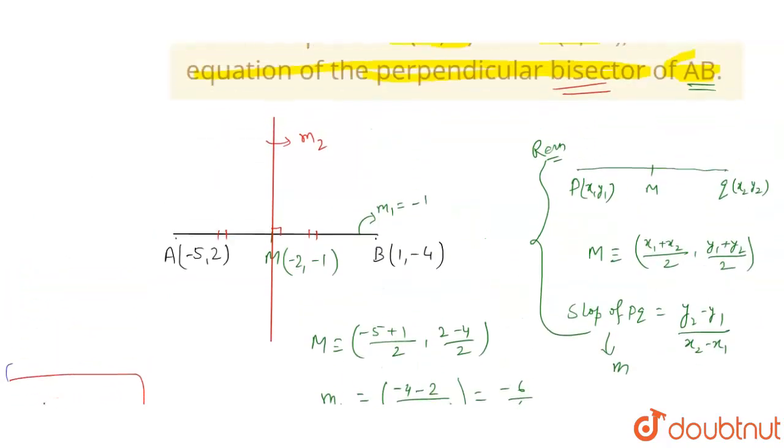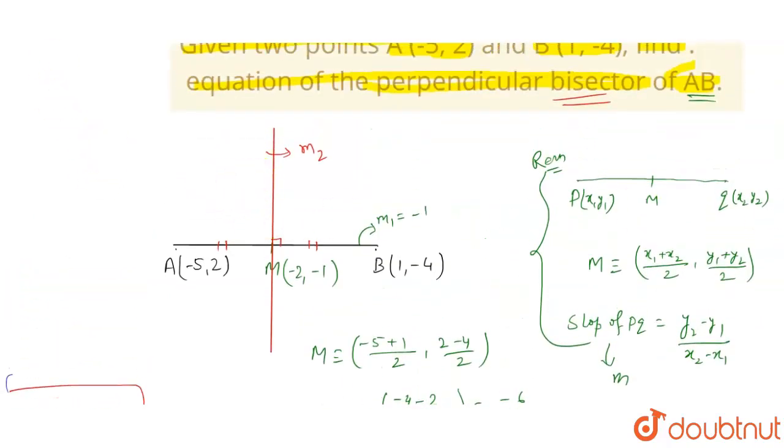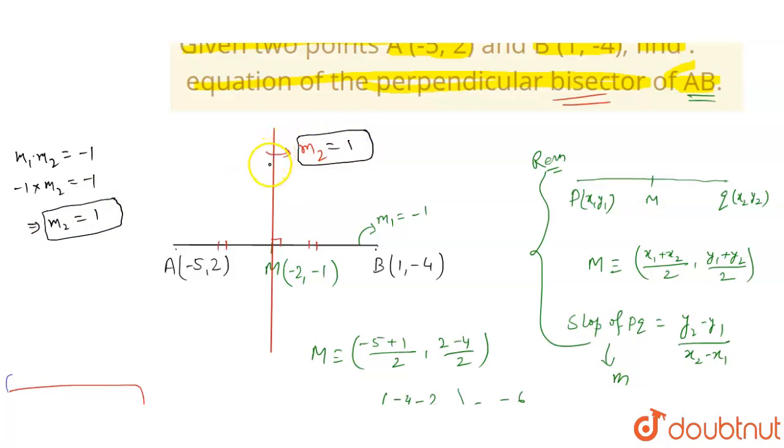So according to this concept, m1 into m2 will be minus 1, and we know m1, right? m1 is minus 1 into m2 is equal to minus 1, or you can say m2 will be 1, right? So we know the value of m2, means we know the slope of this line, which is 1.